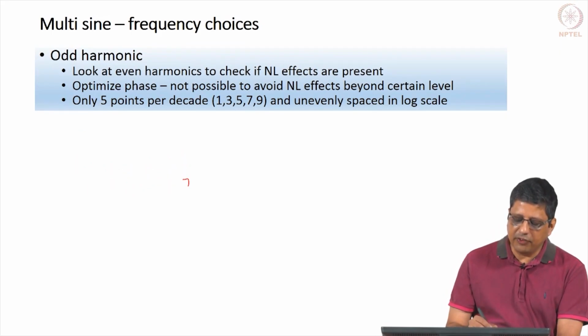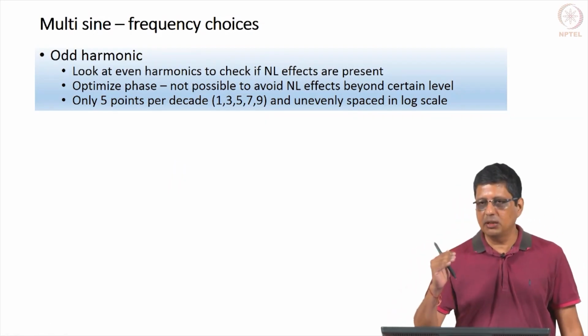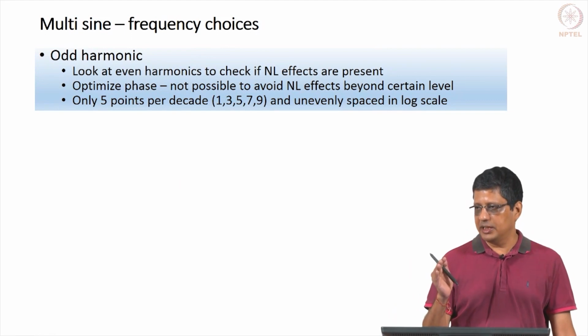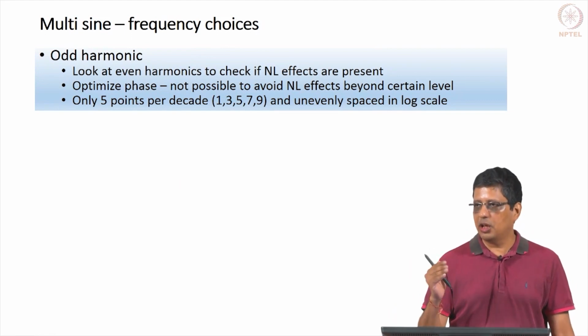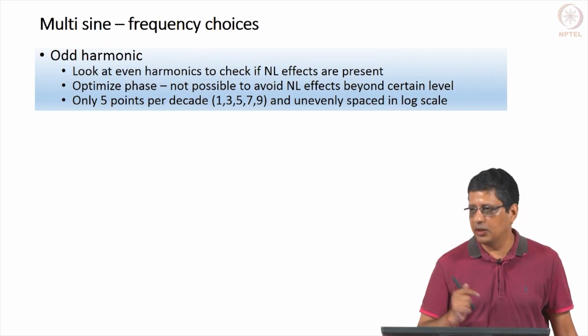All that you can get from this is to know whether it is present or not. If it is present, you can try optimizing the phase, but beyond a limit you cannot optimize, and then you will have to say I have to reduce and accept a poor signal to noise ratio.